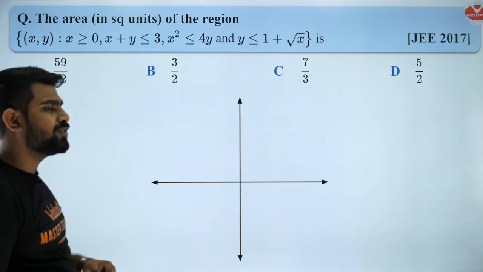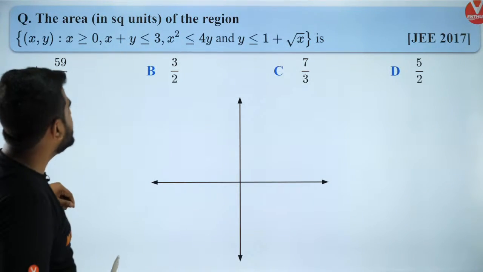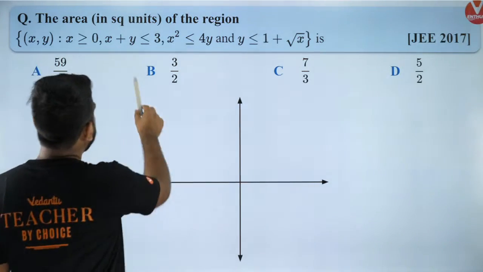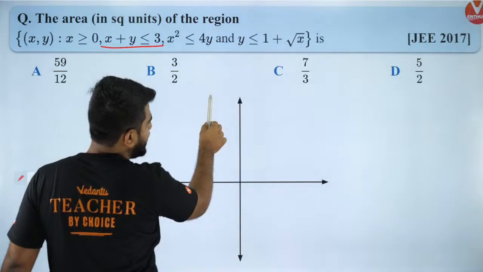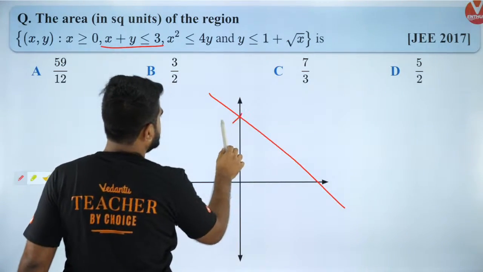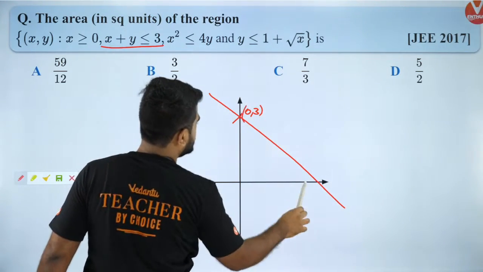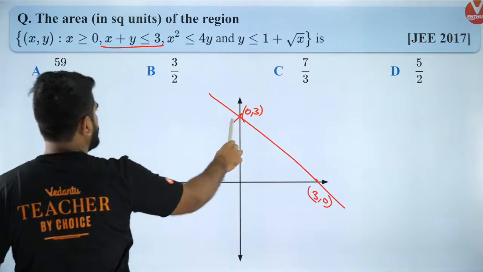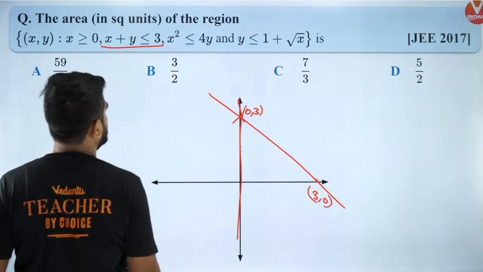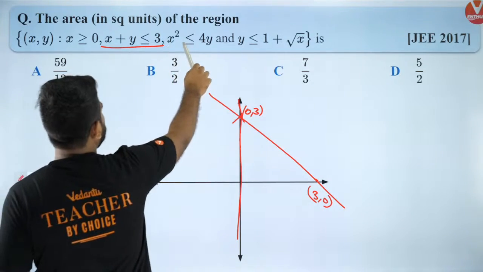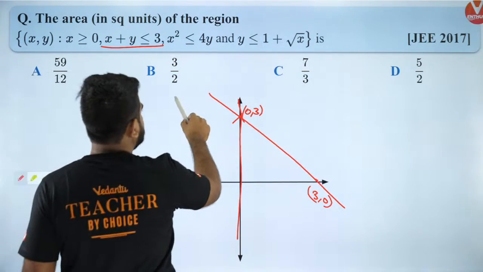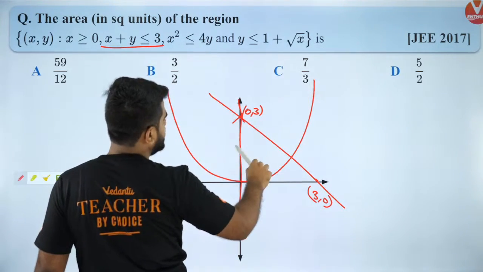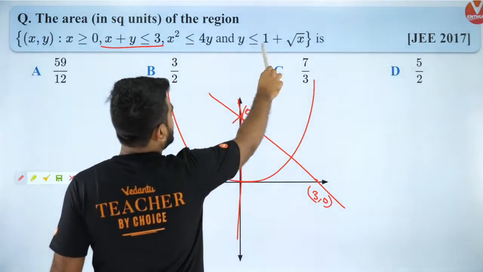Great. So let's try to solve it. Everybody, this is a very good question, guys. It's not that simple. So first of all, x plus y equal to 3 is what? It will be like this. This is (0, 3) and this is (3, 0). And then you have x greater than or equal to 0, that means right side of the y-axis. Then you have x square less than or equal to 4y. So it's a parabola, and this means it is going to be this region. And y is less than or equal to 1 plus root x.